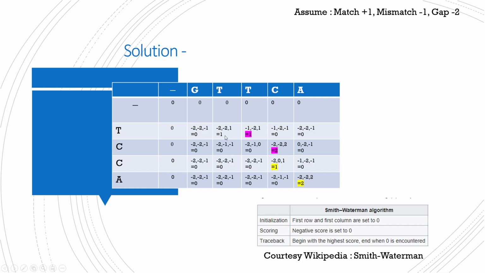And so the next one would be when you want to come here. You can come from this side, which is a 0, you come from this side, which is a 0, and you come from this side, which is also a 0. Then the respective penalties are a gap here -2, a gap here -2, and then this one is 0 plus a match, so it becomes a +1. And so you get a 1 here.